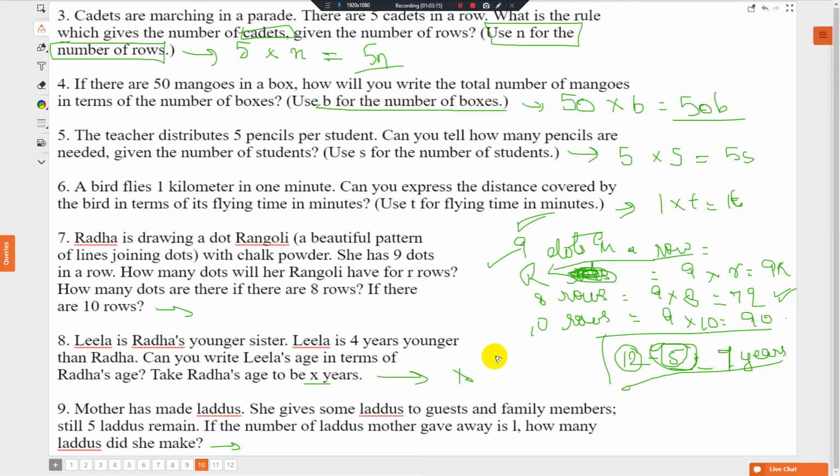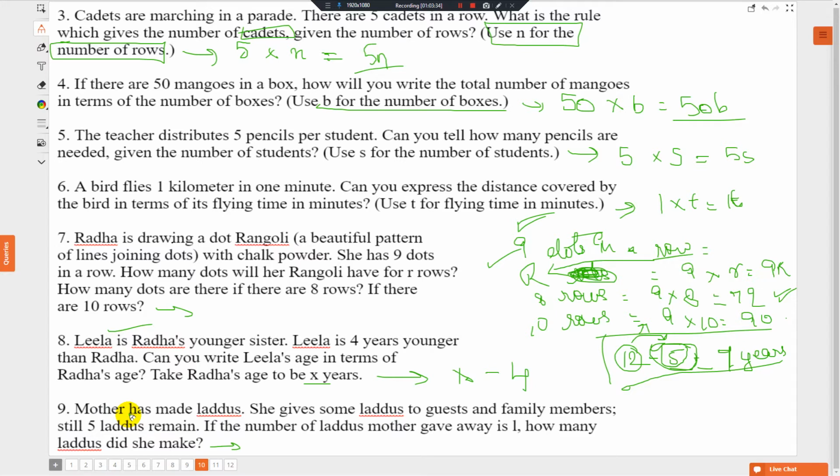Same here, I am elder than him. So Radha is elder than Leela. So Leela's age is 4 years less than Radha, only X minus 4. Leela's age will be X minus 4.